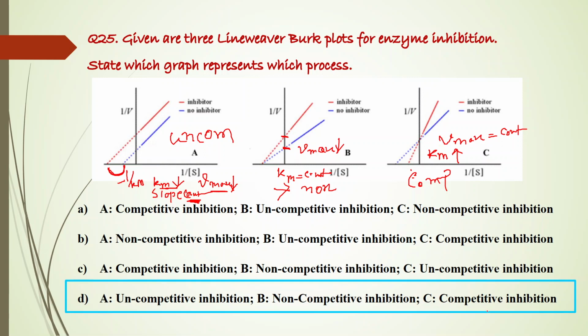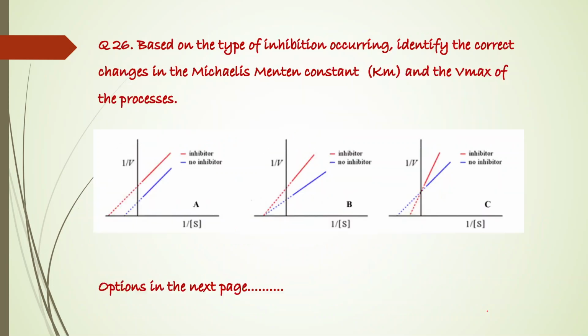So option number D. Yes, who answered it? Akshara, yes, you are correct. Okay, this is the next question. Based on the type of inhibition occurring, identify the correct changes in case of Km and Vmax. We just discussed this in the last one as well.